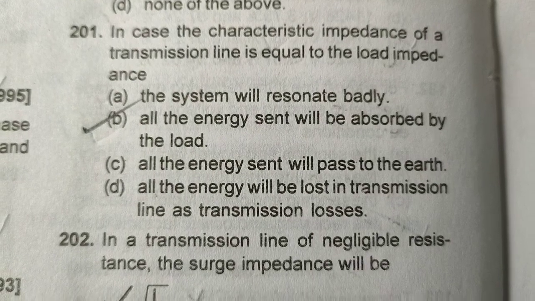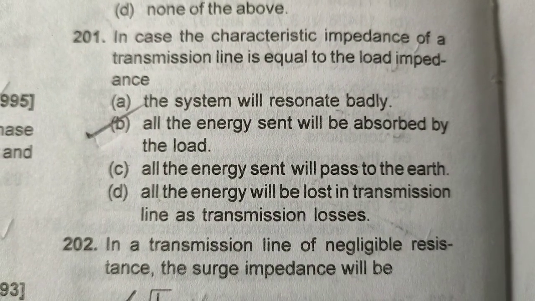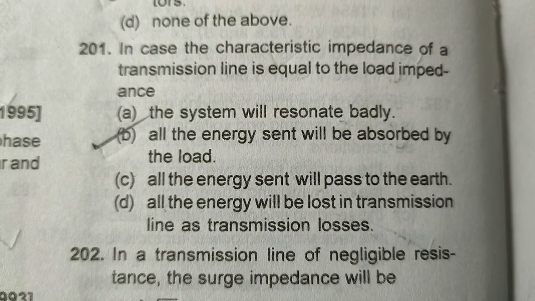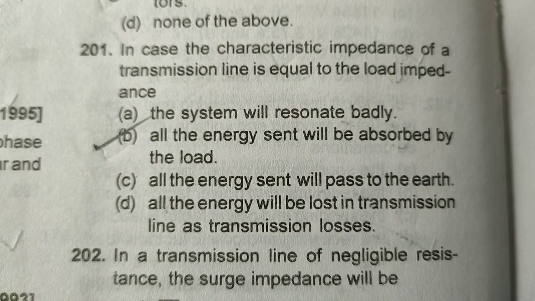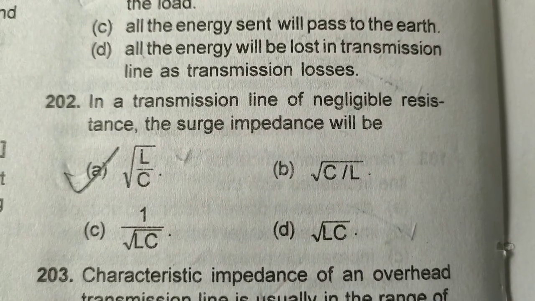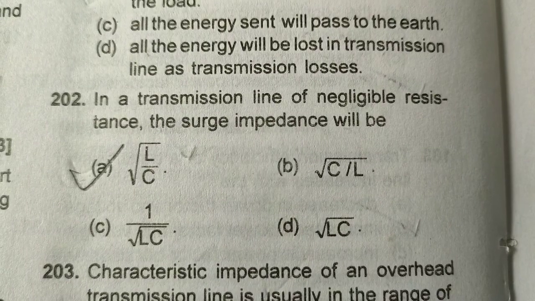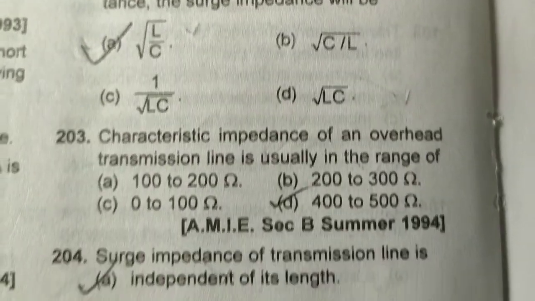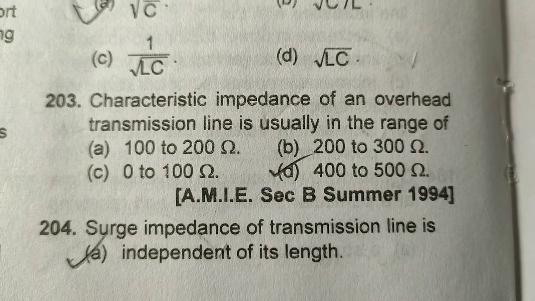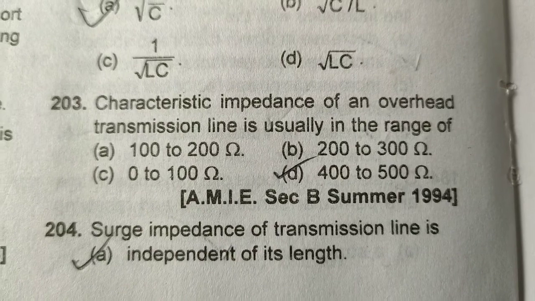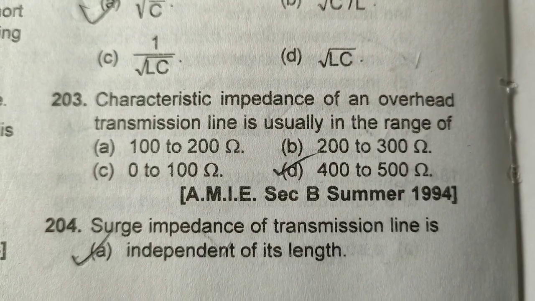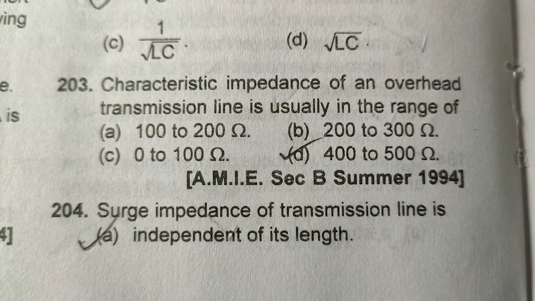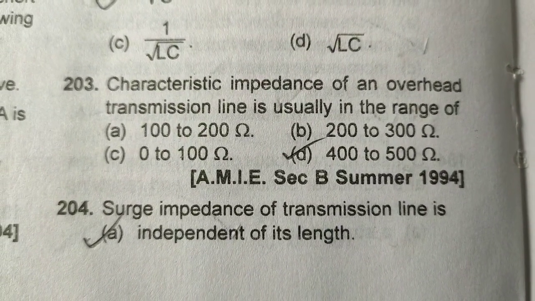In case the characteristic impedance of a transmission line is equal to the load impedance, all the energy sent will be absorbed by the load. In a transmission line of negligible resistance, the surge impedance will be root over L by C. Characteristic impedance of an overhead transmission line is usually in the range of 400 to 500 ohm. Surge impedance of a transmission line is independent of its length.